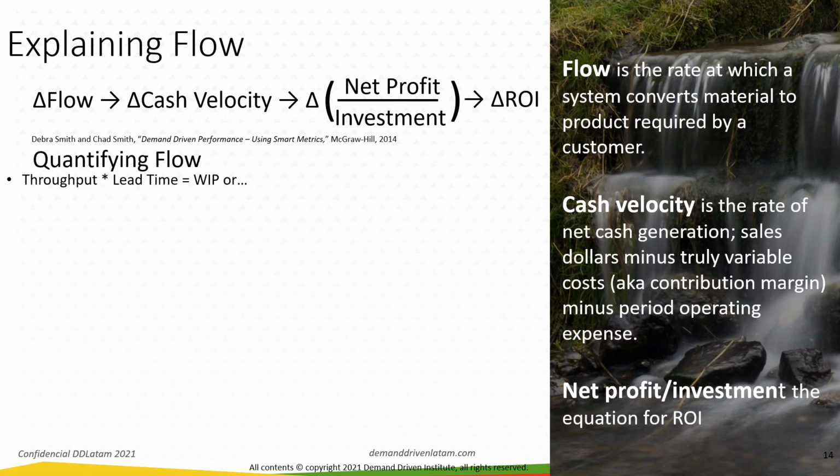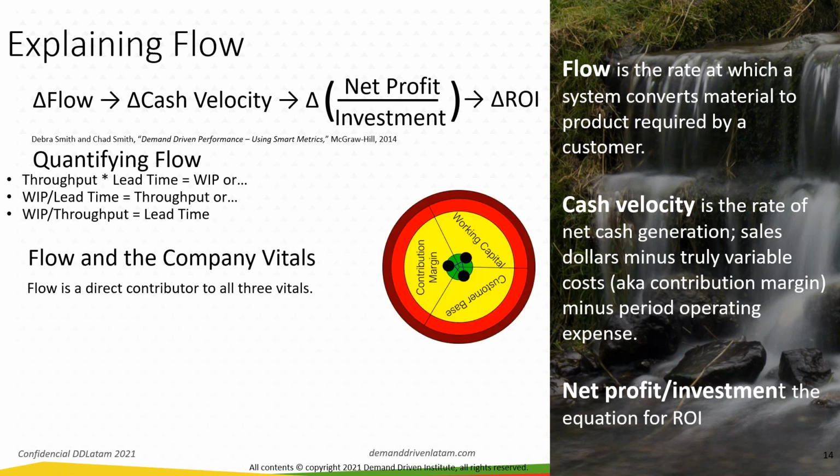Now, how do we quantify flow? Well, let's get into Little's Law. Quantifying flow says my throughput, in other words, my units per day, times my lead time is my work in process. So if I do 5 a day and I have a 10-day lead time, I've got 50 units in work in process. Well, we can play around with that equation, and we can see that to reduce lead time, a very easy way to do that is reduce your work in process.